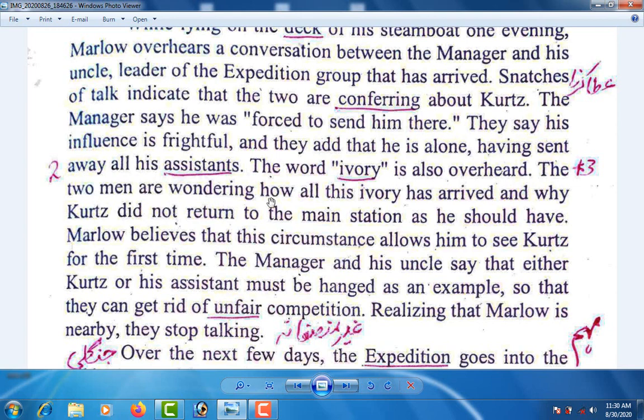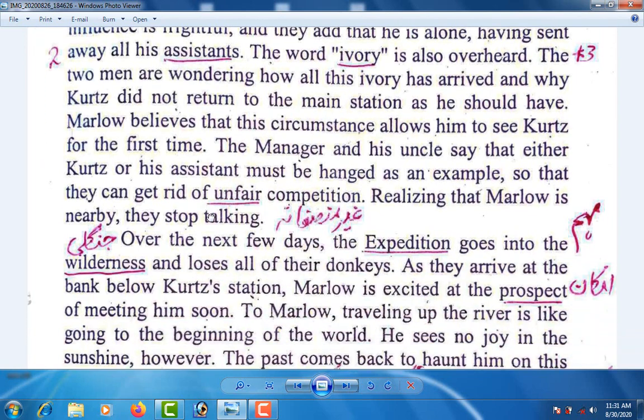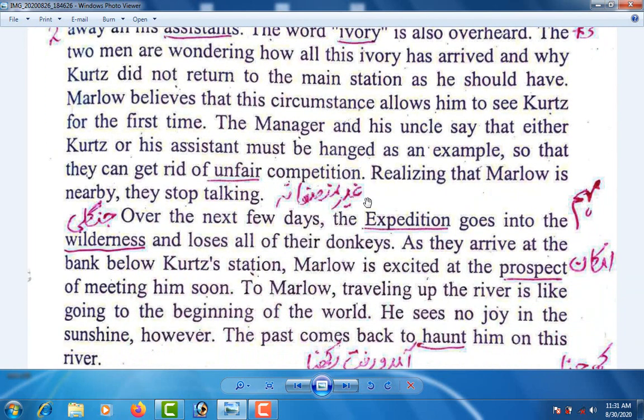The two men are wondering how all this ivory has arrived and why Kurtz did not return to the main station as he should have. Marlow believes that this circumstance allows him to see Kurtz for the first time. The manager and his uncle say that either Kurtz or his assistant must be hanged as an example, so that they can get rid of unfair competition.